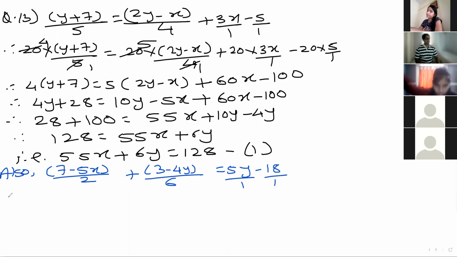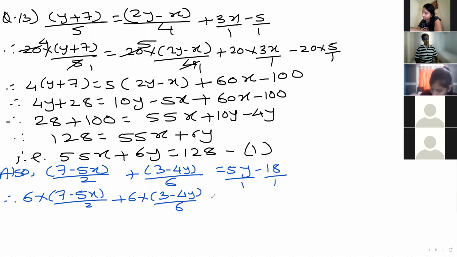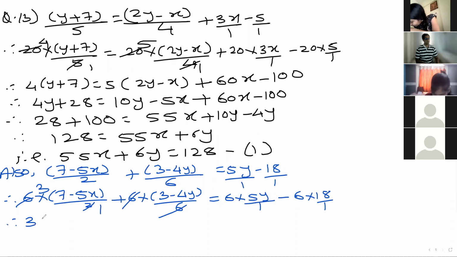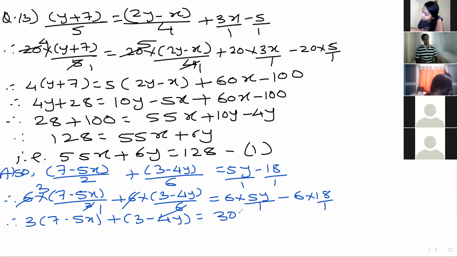6. So multiplying both sides by 6, you get 6 into 7 minus 5x upon 2 plus 6 into 3 minus 4y upon 6 is equal to 6 into 5y upon 1 minus 6 into 18 upon 1. Right? So you get 2 ones are 2, 2 threes are 6, 6 cancel. So you get 3 into bracket 7 minus 5x plus 3 minus 4y is equal to 30y minus 18 sixes.